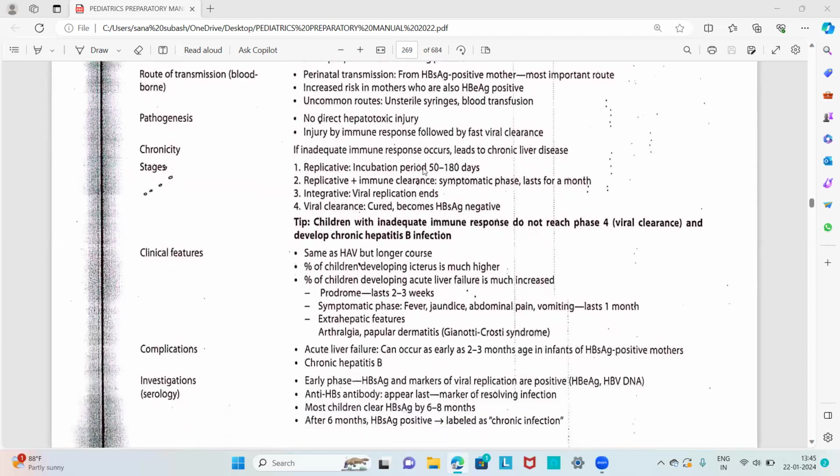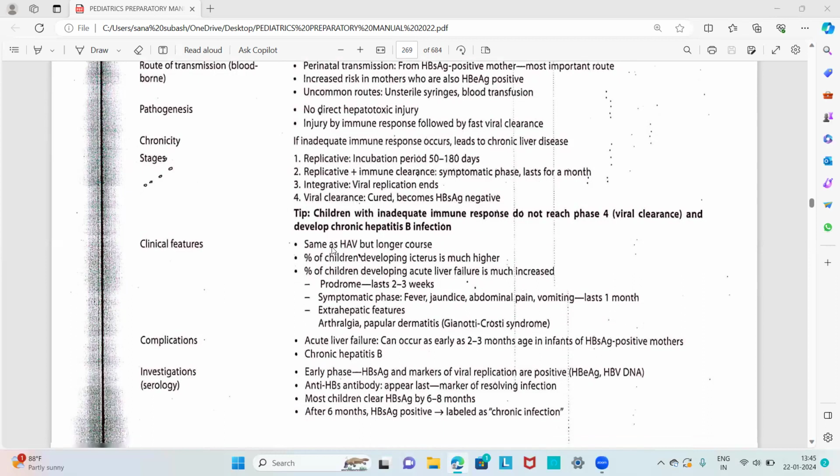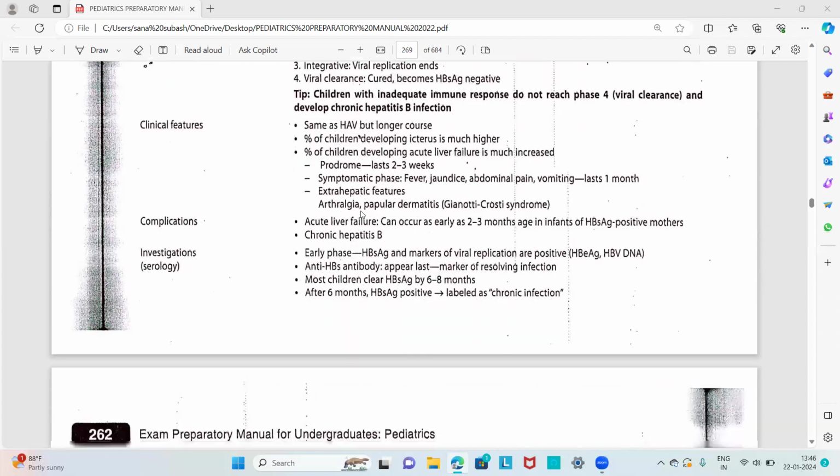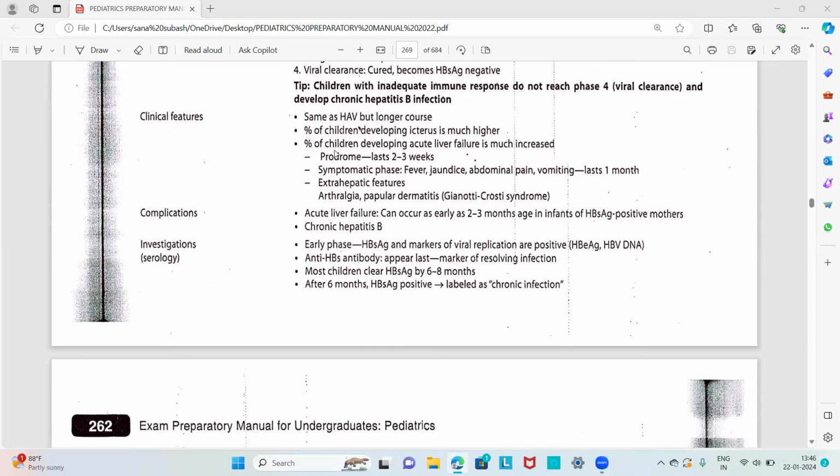And the stages of the hepatitis B infection are: the replicative stage, that is the incubation period of 50 to 180 days; replicative plus immune clearance stage, the symptomatic phase that lasts for a month; then integrative, where viral replication ends; and viral clearance, that is cured, becomes HBsAg negative. These are the stages of hepatitis B infection. Children with inadequate immune response do not reach phase 4, the viral clearance stage, and develop chronic hepatitis B infection.